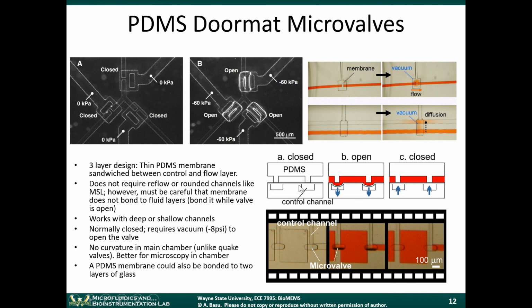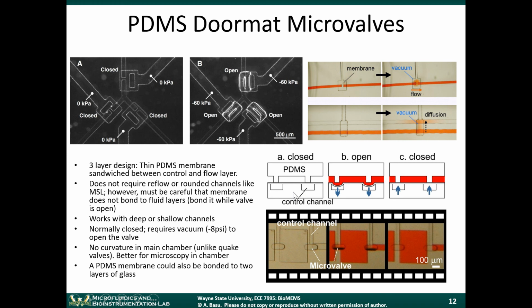There are other ways that you can get a nice seal in valve technology, and that's by using something called doormat valves. The doormat valves use a 3-layer design. This is similar to what you're working on, where you have a thin PDMS membrane sandwiched between the control layer and the flow layer. So you have one layer of PDMS that looks like this. This is where your fluid will flow, and then you have a thin PDMS membrane, and then you have a third layer below where your control channels are, and these are the ones that will be filled with gas.